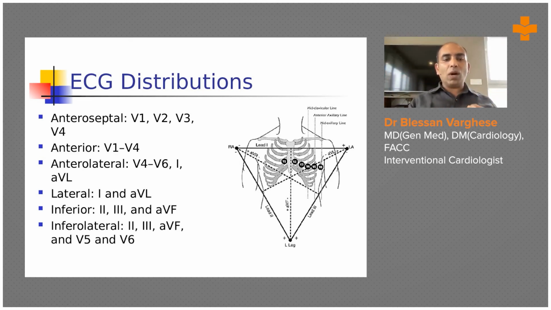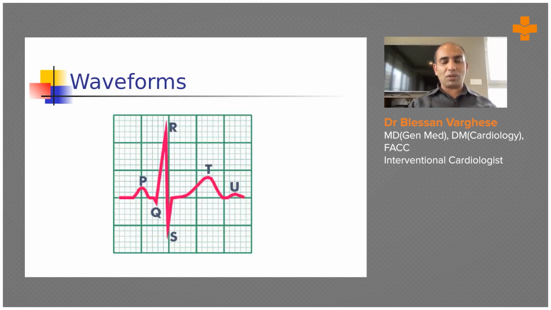Anterolateral is 1, AVL, and V4 to V6. Now coming to the inferior, leads 2, 3 and AVF represent inferior. And when you want to add lateral, you add V5 and V6. We will see the ECGs, and by practice only you learn this. Not necessarily should you memorize it.